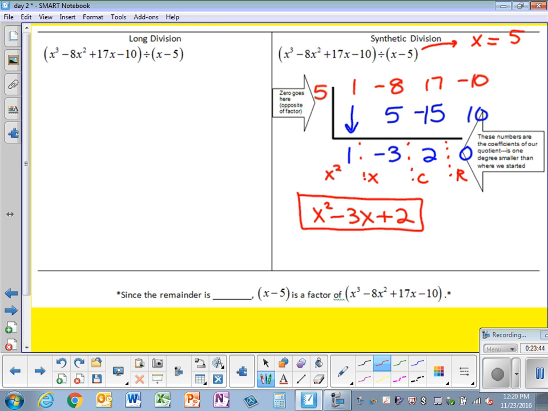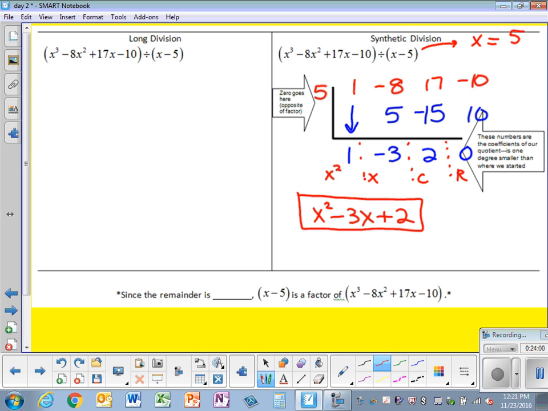Now, let's try the same thing with long division. Yeah, what was your question? How would you put a remainder if there was one? Oh, okay, I'll show you. All right, so let's do the same thing with long division.